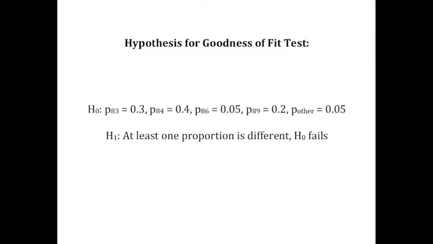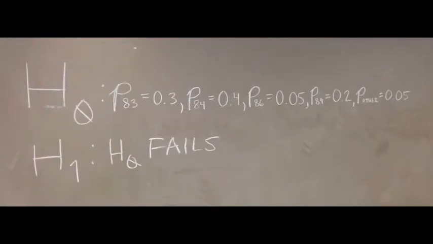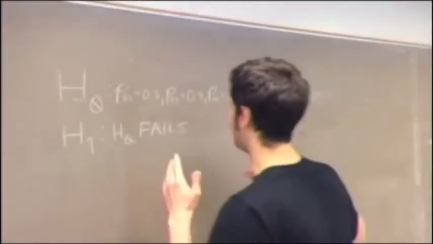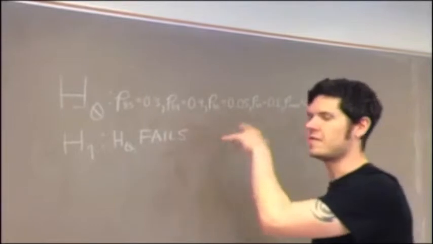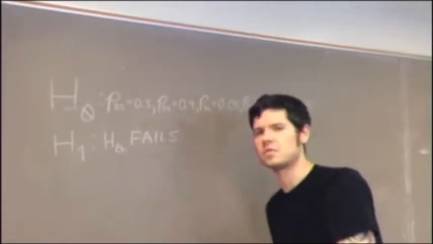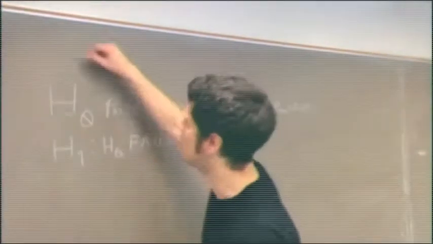We hypothesized that 30% of students will be using the TI-83s, 40% of students will be using TI-84s, 5% of students will be using TI-86, 20% of students will be using TI-89s, and remaining models of calculators will represent the final 5%. So this is going to be our expected range right here. These are the probabilities that we expect to see from the distribution of calculators based on our sample size.